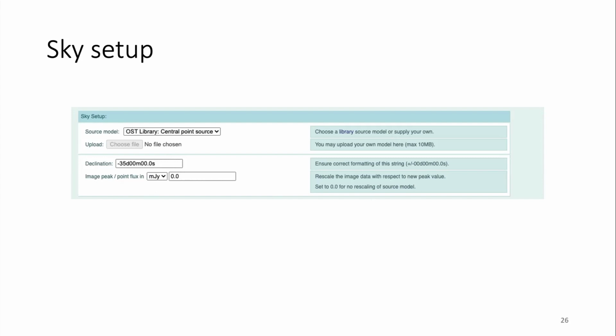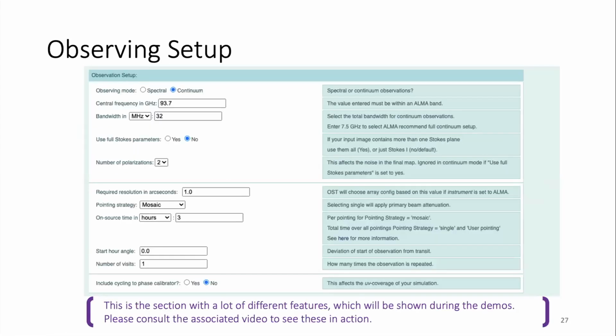And then you can rescale your image. So this will take the maximum pixel in your image and scale it to whatever value is given here. So you have the units, Janskys, millijanskys, etc. that you can select. So let's rescale the maximum pixel in your image to this value, and then every other pixel relative to that. If you leave it at 0, then it will use whatever value is in your original image.